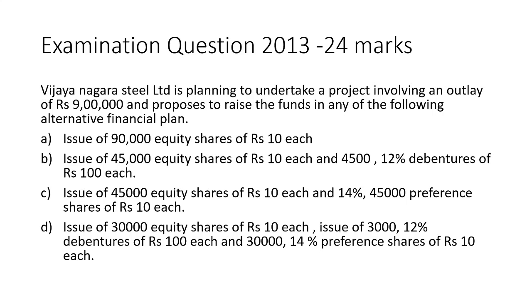And the fourth situation is the firm issues equity shares, debentures as well as preference shares: 3 lakh through equity shares, 3 lakh through debentures and 3 lakh through preference shares. It is clearly given there. 30,000 equity shares of Rs 10 each, 3 lakh. 3,000 12% debentures of Rs 100 each, 3 lakh. And 30,000 14% preference shares of Rs 10 each, 3 lakh. So 3 lakh plus 3 lakh plus 3 lakh, 9 lakh rupees. So these are the 4 plans available.